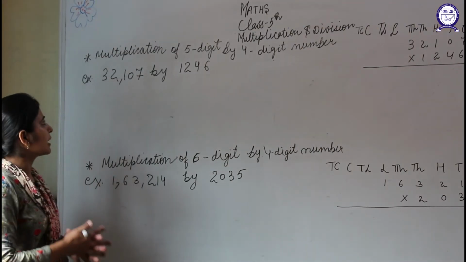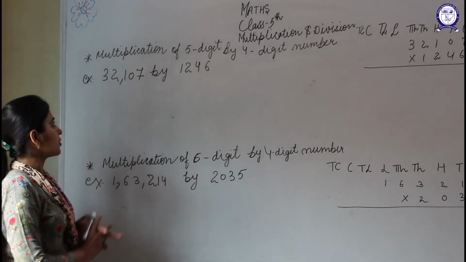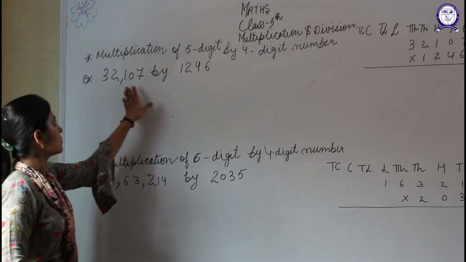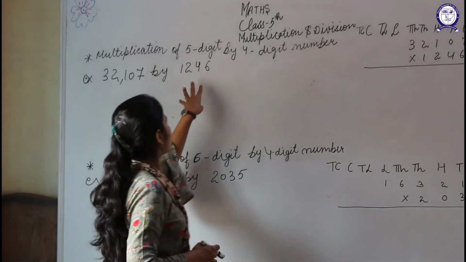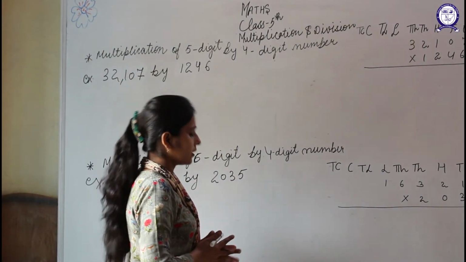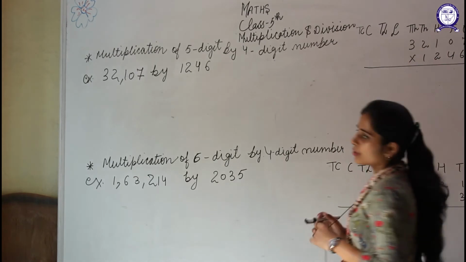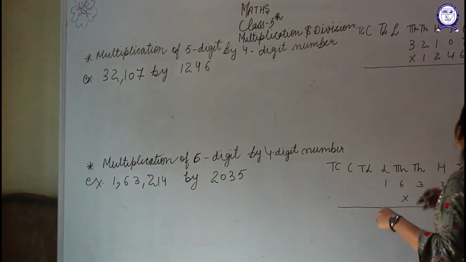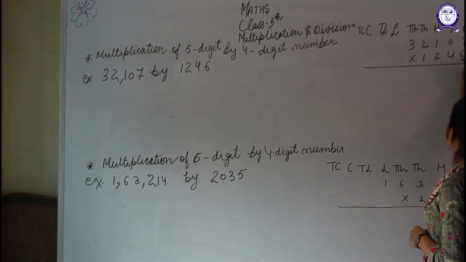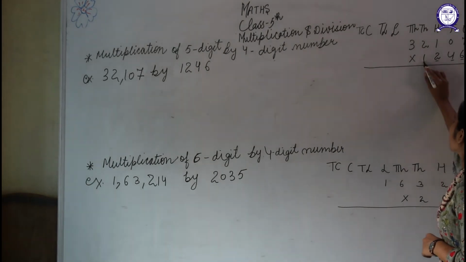So students, let's begin with multiplication of 5 digit by 4 digit. Here we are having 32,107. We need to multiply this by 1,246. So let's multiply. As you all know, you have to arrange the numbers. Now we will multiply the whole number with 6, then by 4, then by 2, then by 1.